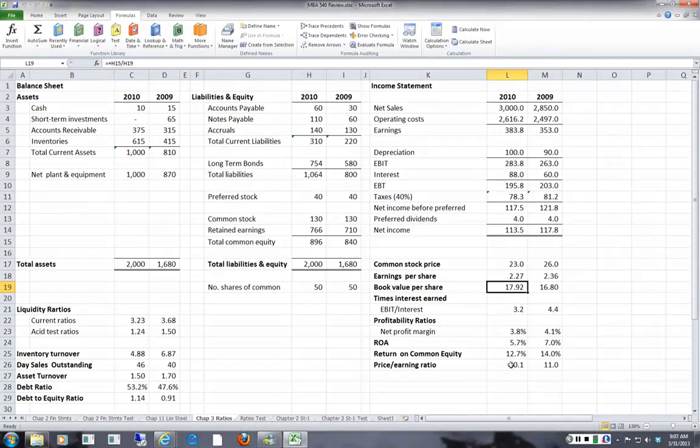Now I want to go from there down to the price earnings ratio, which basically takes that common stock price of $23 and divides that by $2.27, the earnings per share, to come up with the price earnings ratio, which basically says that for every dollar of earnings per share, the stock price is $10. So if we increase that $2.27 to $3.27, that should make the common stock price eventually become $33, $10 higher.